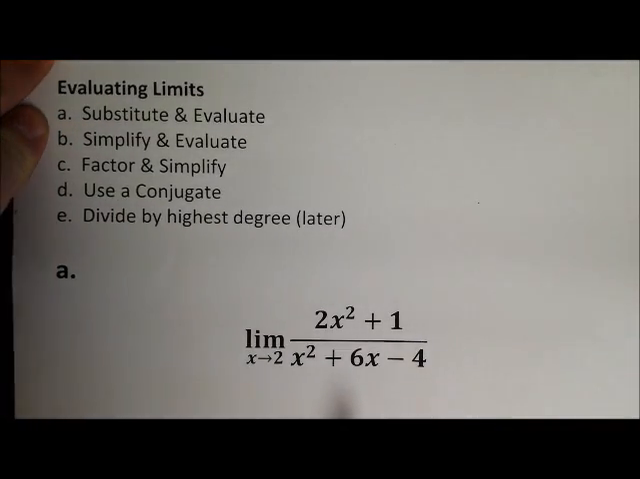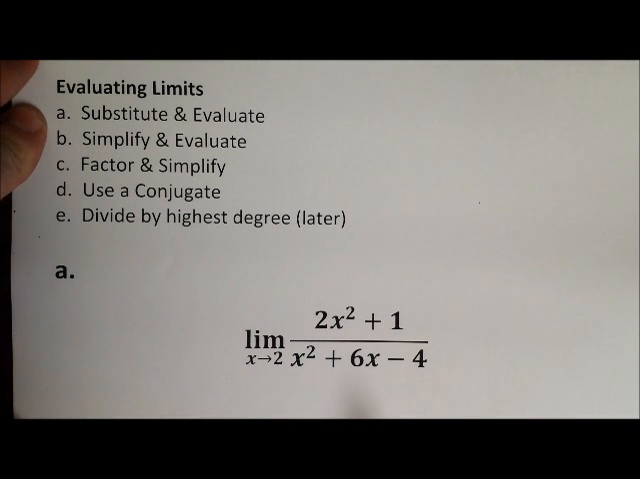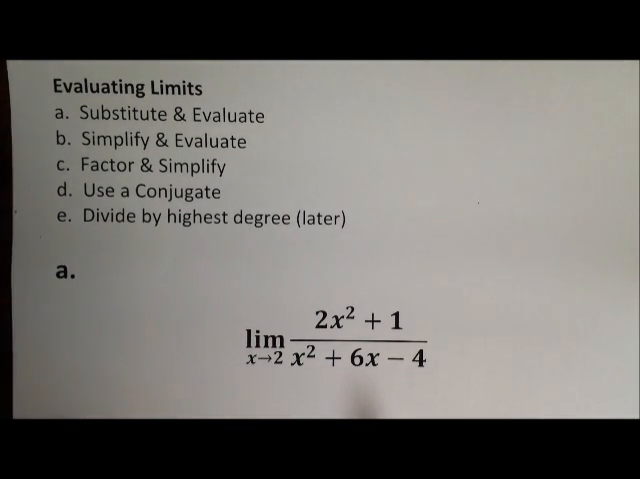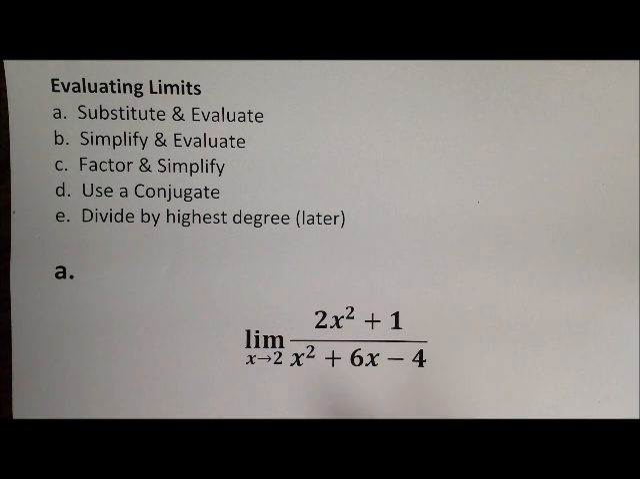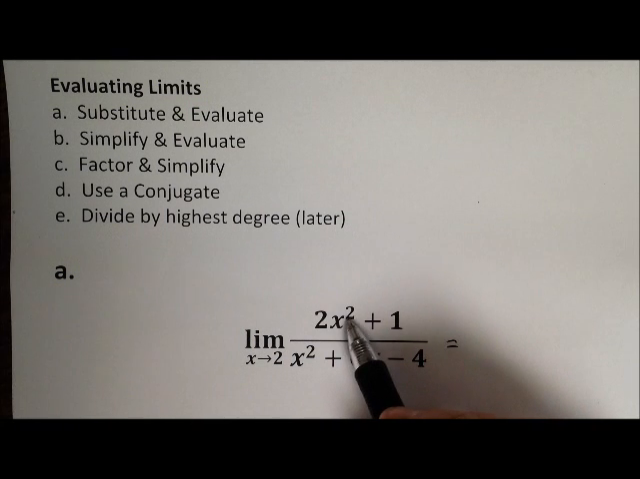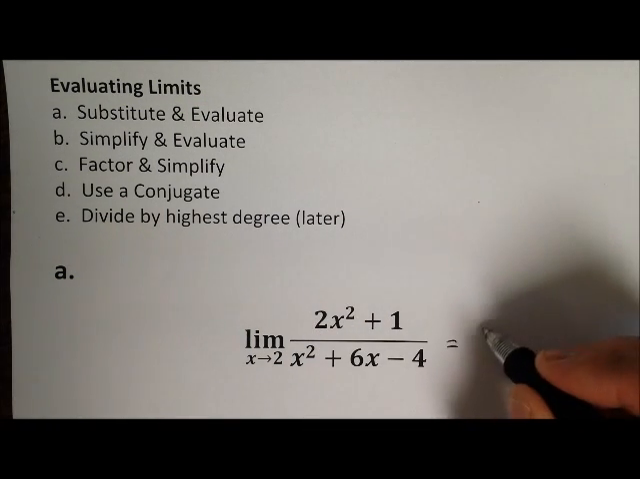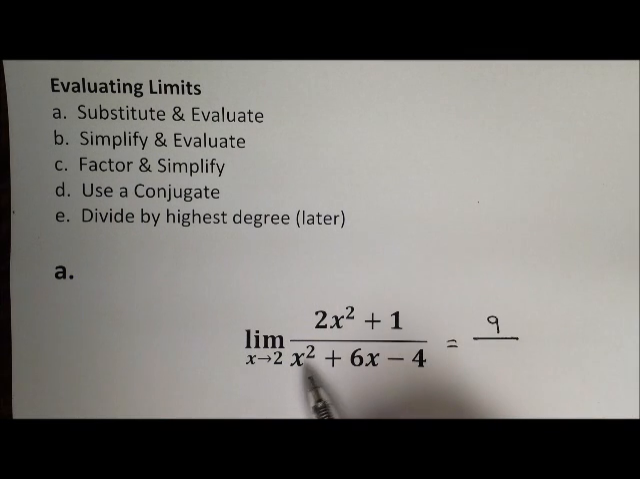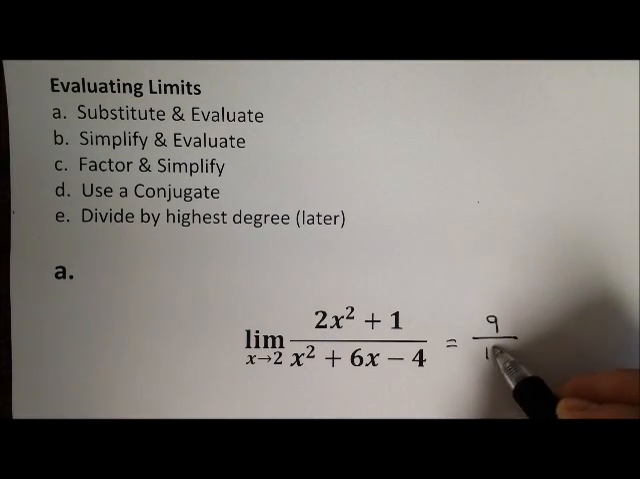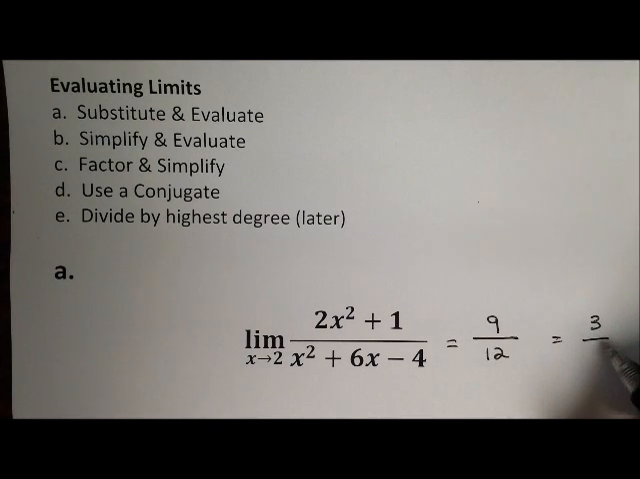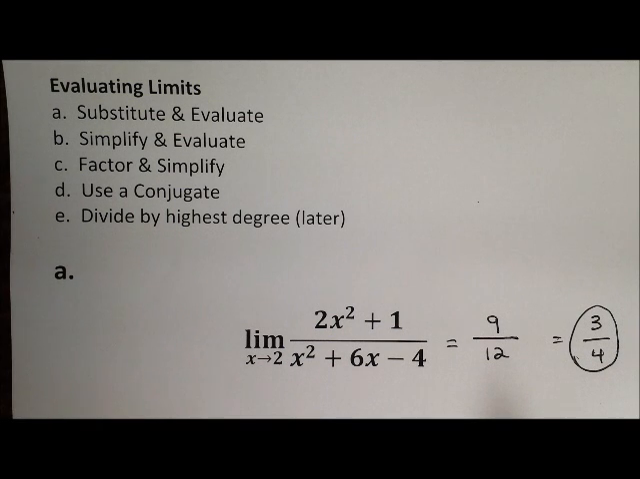The first is substitute and evaluate. So we see a limit here, and again there are a lot of different ways to evaluate a limit, but the easiest way is just to plug it in. If we plug in a 2, we get 4, 8, plus 1 is 9, over, and then if we plug in a 2 down here, we get 4 plus 12, so we're at 16, and then 16 minus 4 is 12, so our limit is 3/4. So that is the first thing you should try on any limit problem, just because it's the easiest and it'll save you a lot of time if it works out.